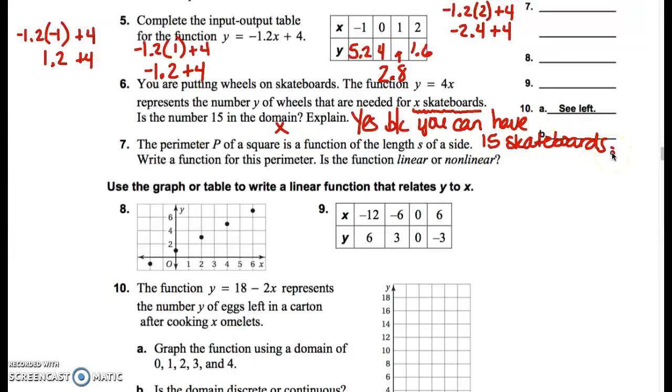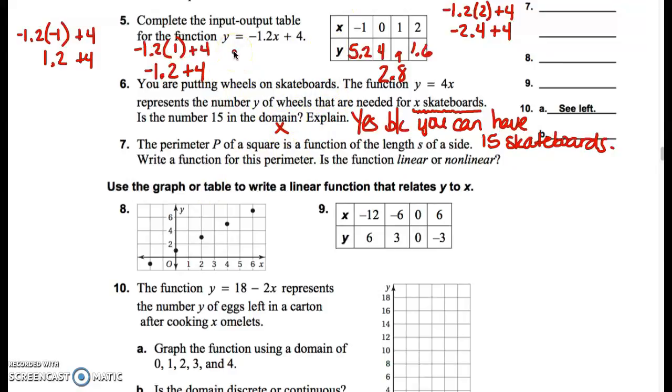Now, if that were flipped around and the x was the number of wheels, no, you can't have 15 wheels on a skateboard. And I know some of you are going to say, well, yeah, you can. Technically, you know there are only 4. But in this case, you can have 15 skateboards.